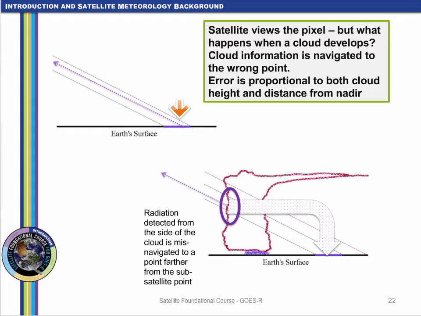All satellite navigation assumes clear skies. A cloud that develops between the pixel and the satellite, however, will mean that information from the surface is blocked. Instead, radiation will come from a region that is closer to the satellite, but that is nevertheless navigated to where the straight line emission from the Earth would have originated in a cloud-free atmosphere.